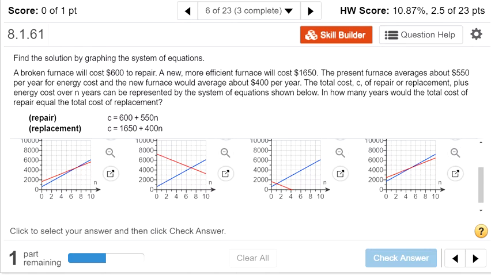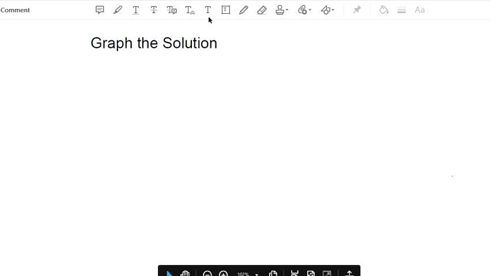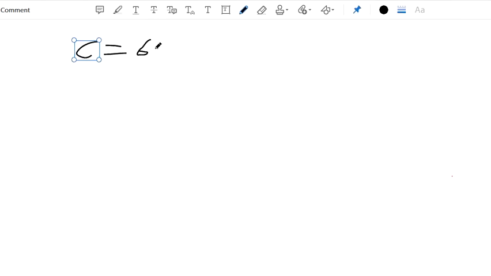1650 plus 400n. Okay, so we have these two equations. C equals 600 plus 550n. And we're going to make just a rough sketch to save ourselves some time. It doesn't have to be perfect because the computer is graphing it perfectly. We just have to make a rough sketch so we can make the correct selection.